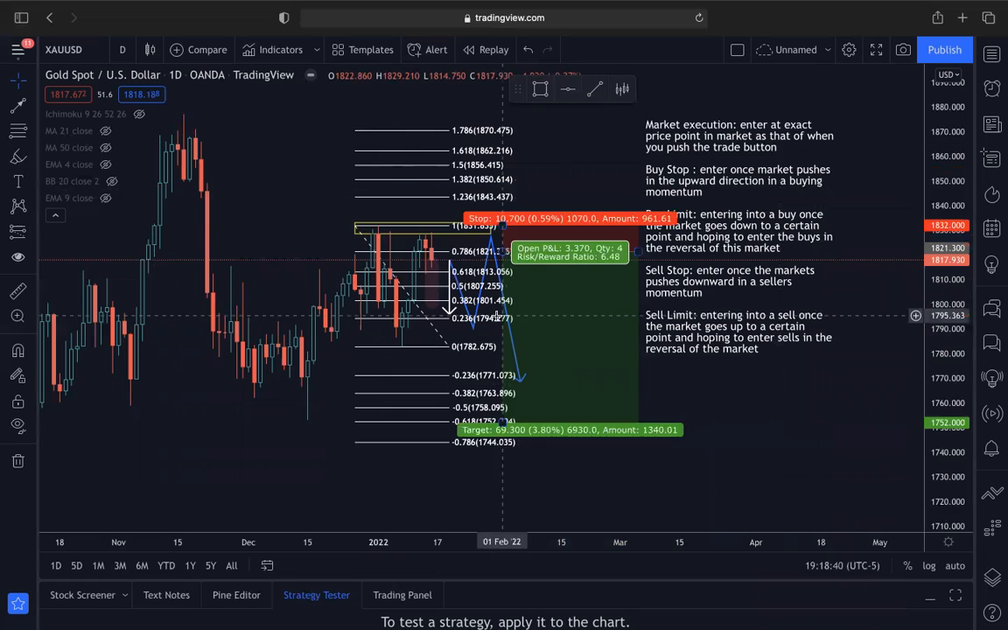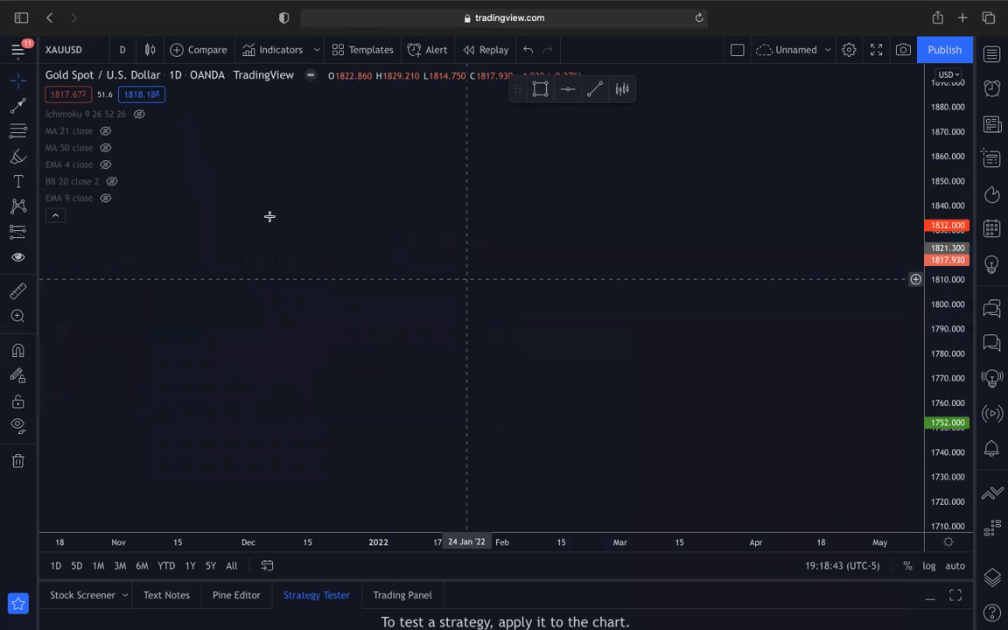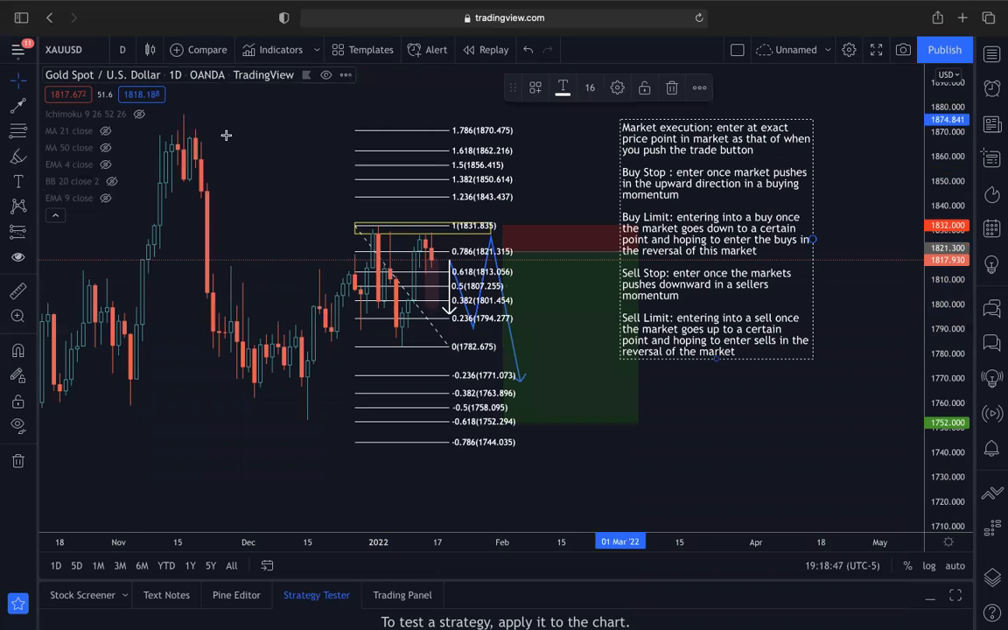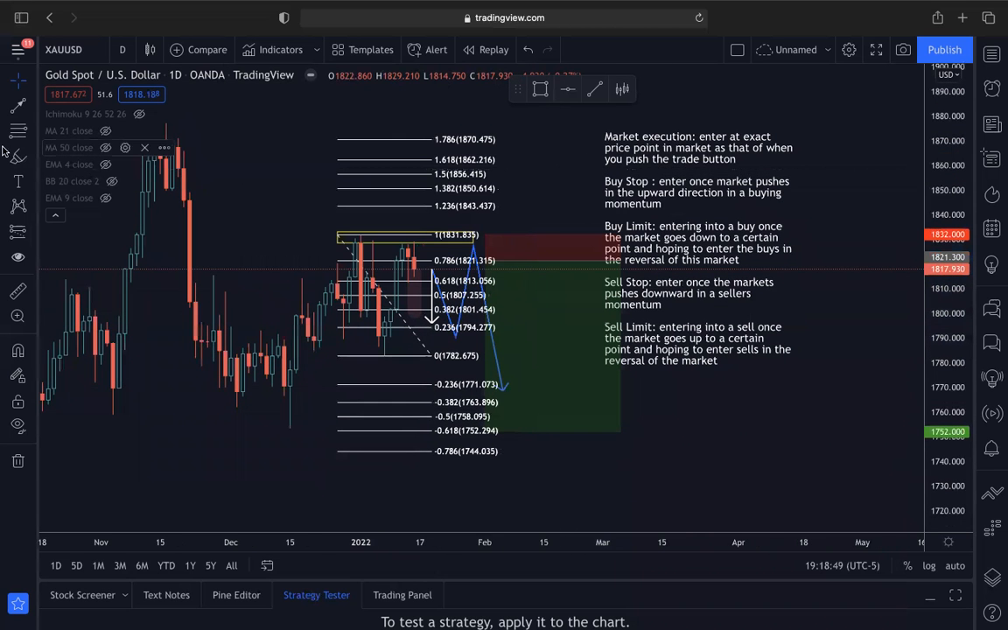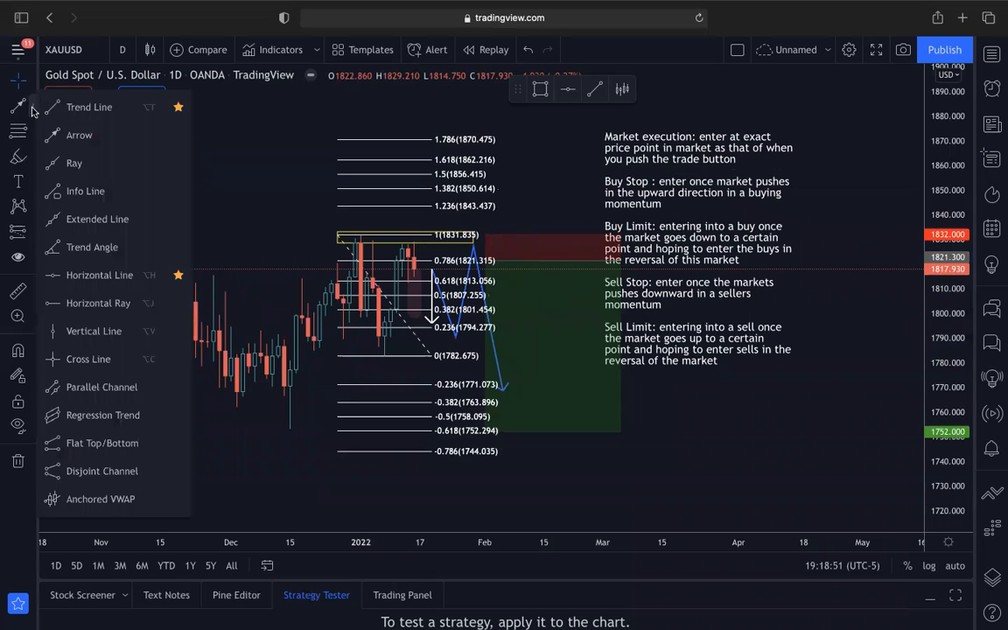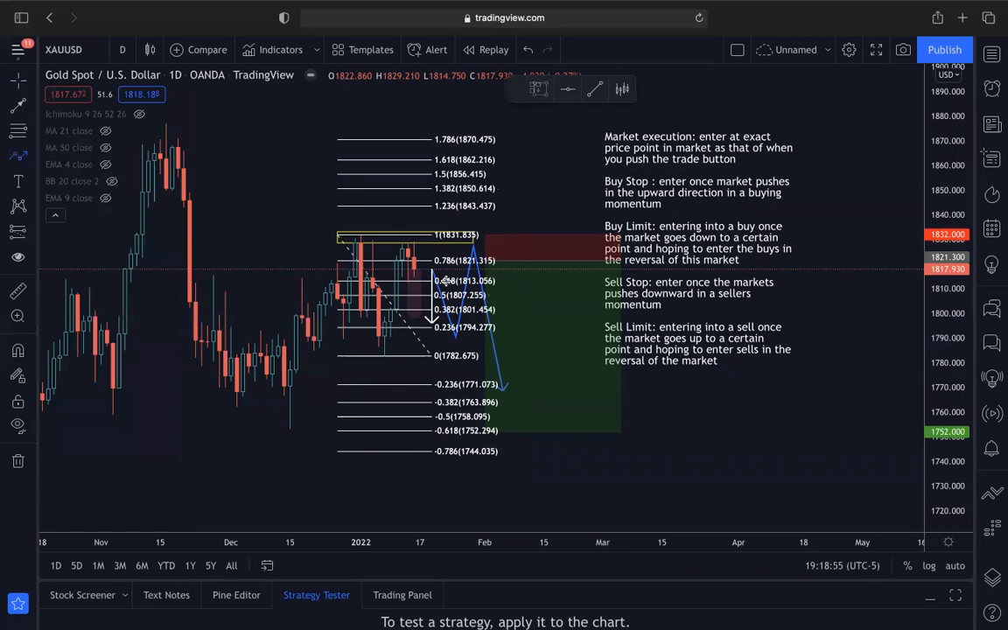So in a sell limit, oh, what just happened? I just lost my chart. All right, there we go. In a sell limit, we're waiting for the market to make its move down, make a push back up, and once we hit this spot right here, we will be entered into a sell.